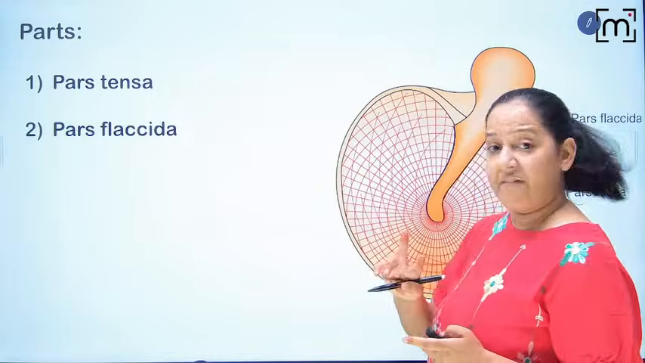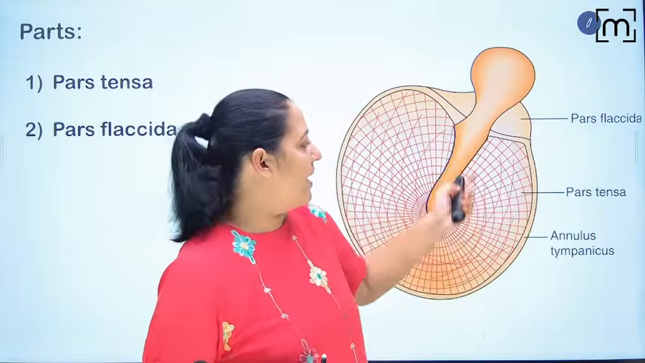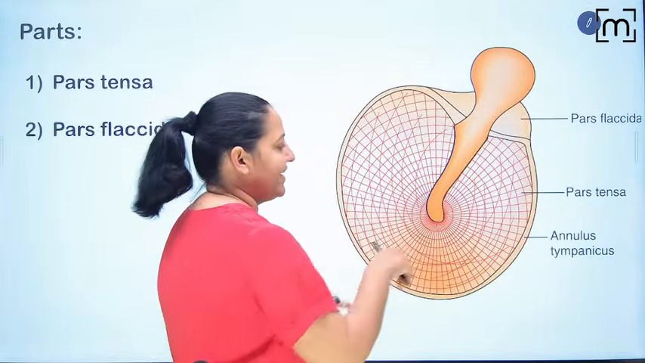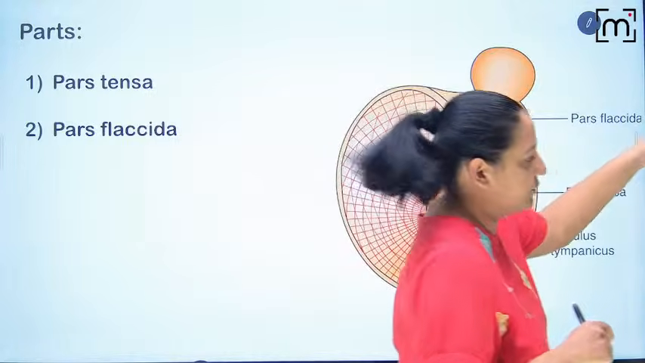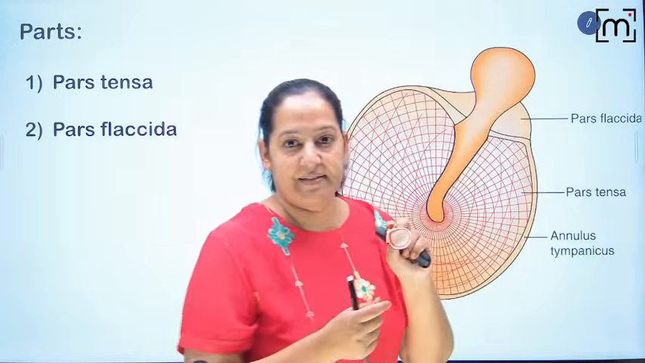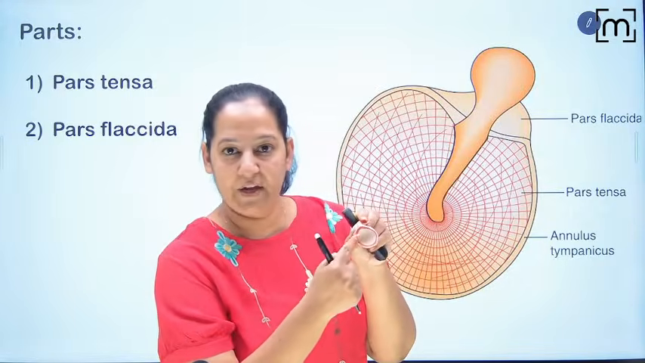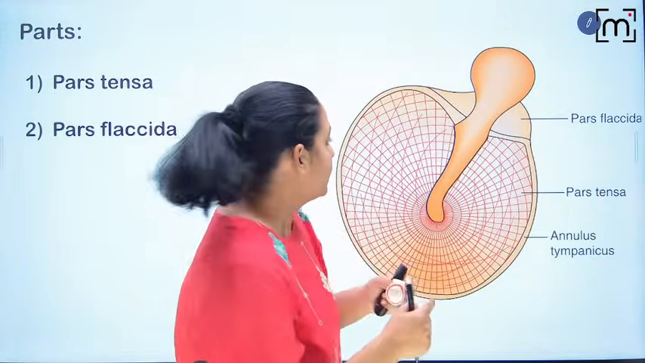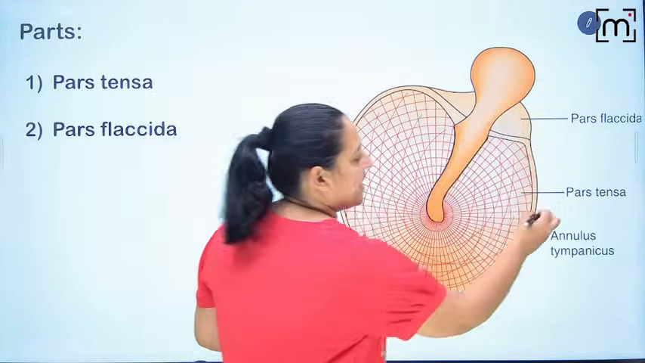So it is having two parts. Pars tensa and pars flaccida. Most of the portion, it's like an umbrella. Let me take it out. Here. You can see this. It's like umbrella. Can you see? Can you appreciate? It's like an umbrella. So maximum portion, it is pars tensa.